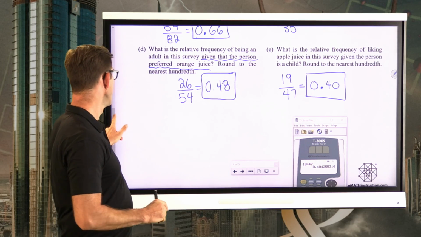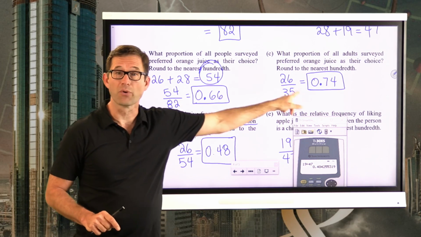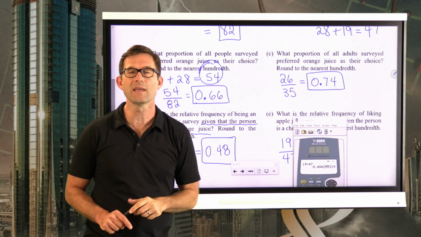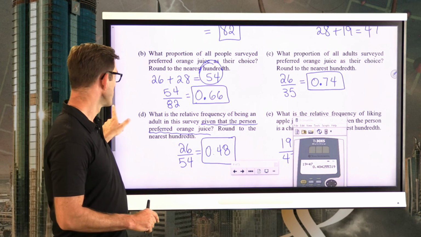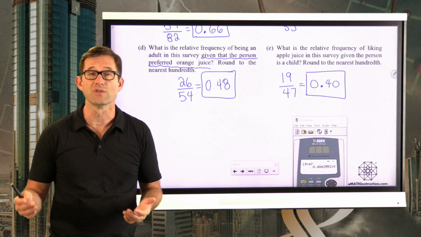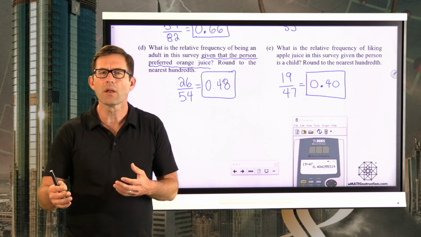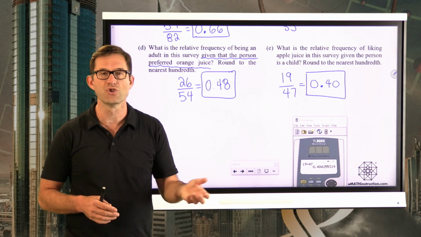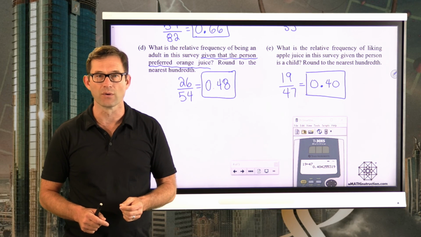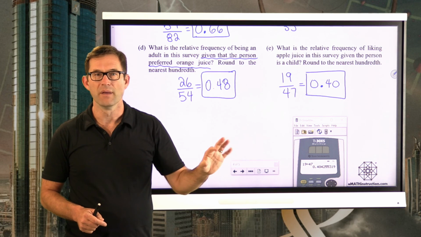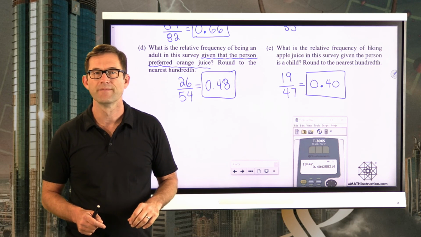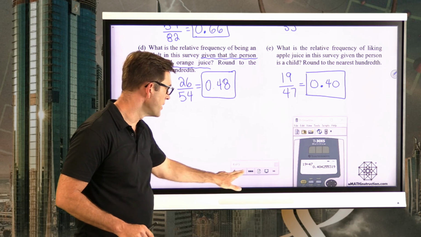Keep in mind, right, 74% of adults preferred orange juice. Only 60% of the children must have preferred orange juice. So you can see, right, we can already see some associations here. The kids seem a little more evenly split between orange juice and apple juice. The adults vastly prefer the orange juice, right, by basically 75% to 25%.